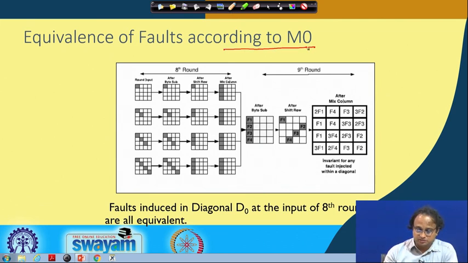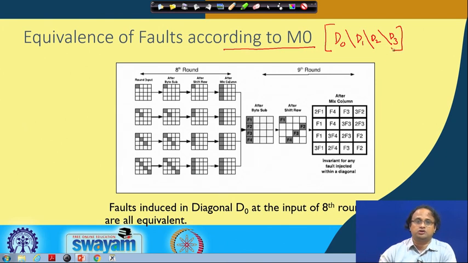What does it mean? That only one diagonal is corrupted. We know that there are 4 diagonals, so the fault could be in D0, or D1, or D2, or D3. It could be any one but not 2 diagonals. That's the whole idea. If you consider this state matrix, you will see that only 1 byte in diagonal D0 is corrupted. In this one, 2 bytes are corrupted. Likewise, the fault propagates to 3 bytes and finally 4 bytes, but all of them ensure that the fault is restricted to one diagonal, and in fact this is diagonal D0.